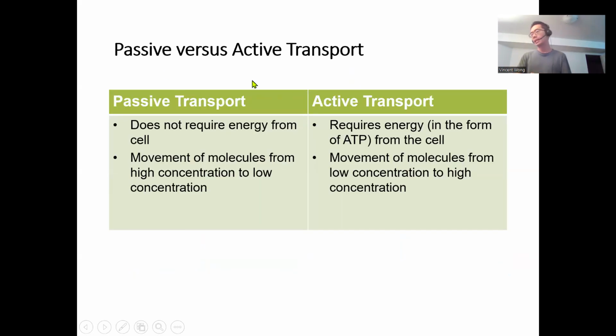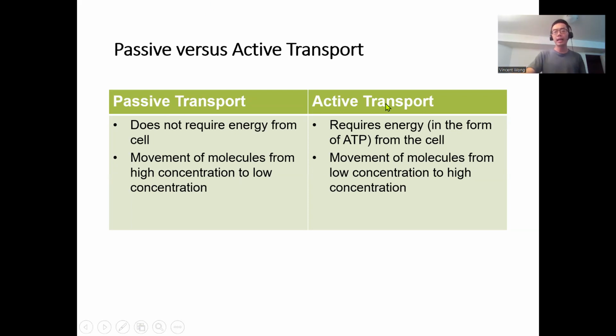Passive transport does not require energy, okay? And it's just the movement of molecules down their concentration gradient. Okay, they naturally go from high concentration to low concentration. You don't need to do anything to encourage the process. It just happens on its own. Just like a ball will roll down the hill, no problem.